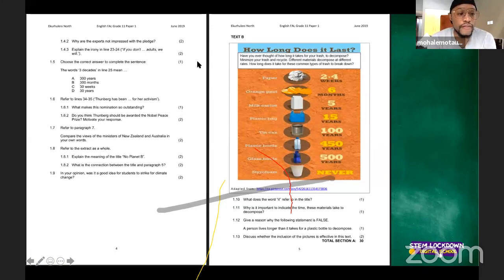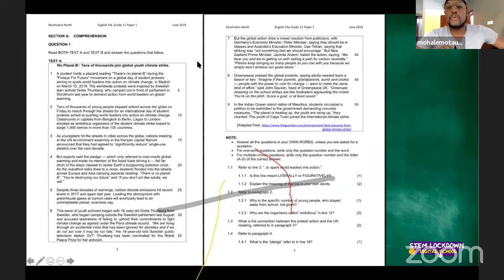So it says we must compare the views of the ministers in our own words. Now, when we are looking at the ministers' views, we are on paragraph 7. It says, but the global action drew a mixed reaction from politicians, with Germany's economy minister, Peter Altmaier, saying that they should be in classes, and Australia Education Minister, Dave Tehan, saying that striking was not something that we should encourage. But New Zealand Prime Minister says that we hear you and we are going to get on with setting a path for carbon neutrality.